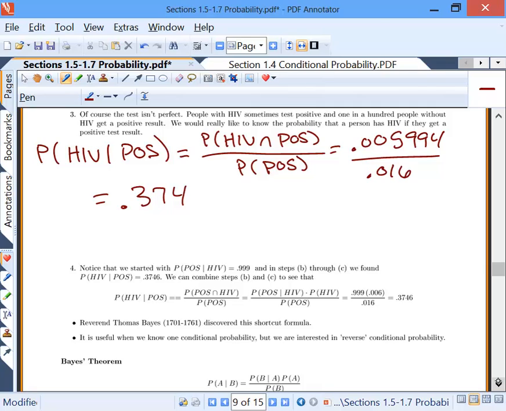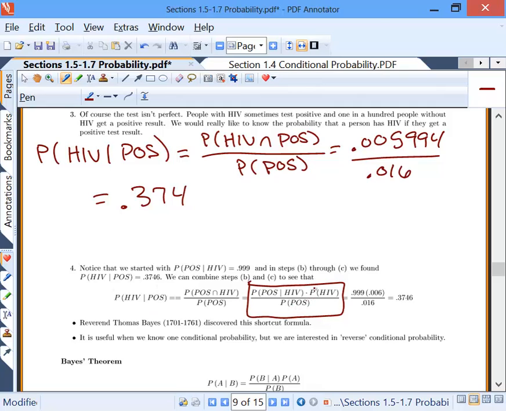But let's look a little more at the mathematics now. So notice we started with the probability of positive given HIV, and through our different steps, we found the probability of HIV if you already know they're positive. And we can go through and combine the steps. So when we found our conditional probability, we did the probability of the intersection, but to find the probability of the intersection, remember we had to do our multiplication rule. So these are the actual steps we had to do to find our conditional probability.